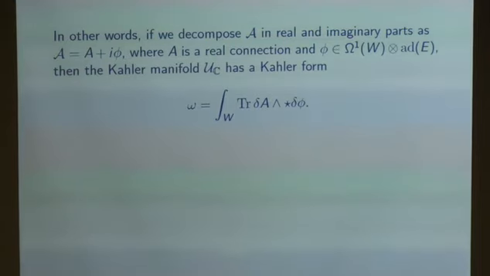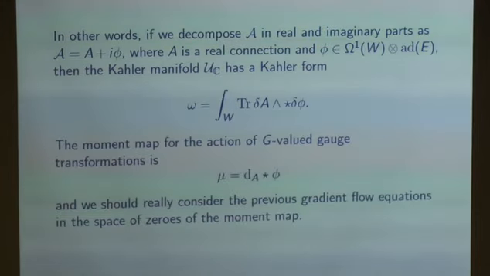Having introduced the real and imaginary parts of the complex connection, the Kähler metric we introduced before has a Kähler form. Correspondingly, there's a moment map for the action of the unitary gauge transformations on the complex valued space of connections. So instead of simply considering Morse theory, an improvement would be to restrict the Morse theory to the space of zeros of the moment map. A general fact about Kähler geometry is that the zeros of the moment map are invariant under the gradient flow, for this kind of Morse function.